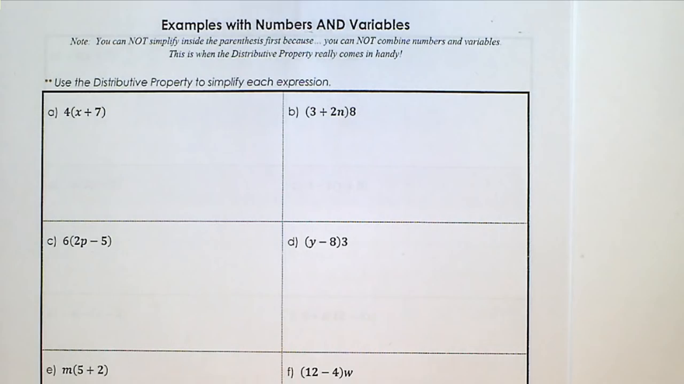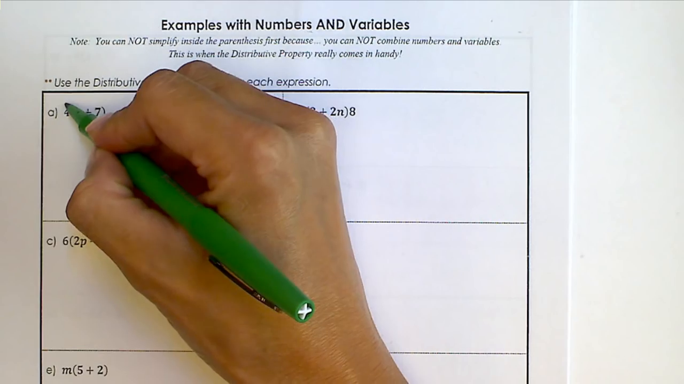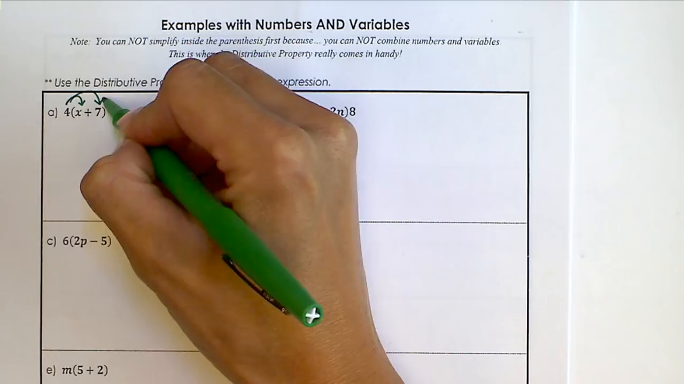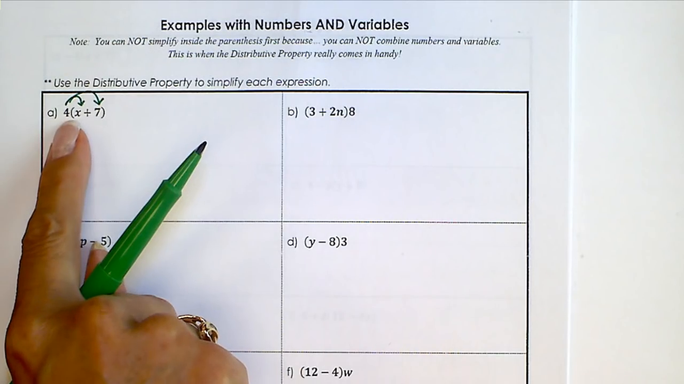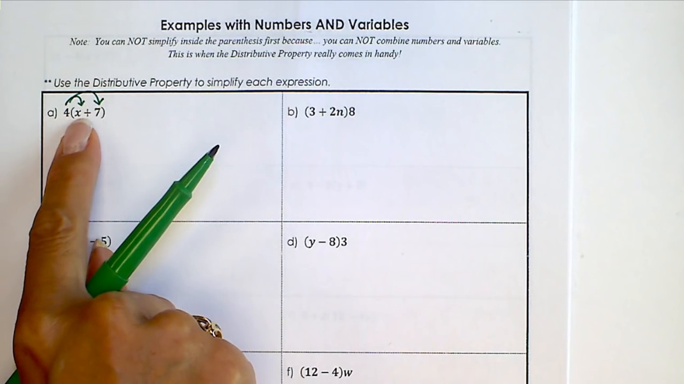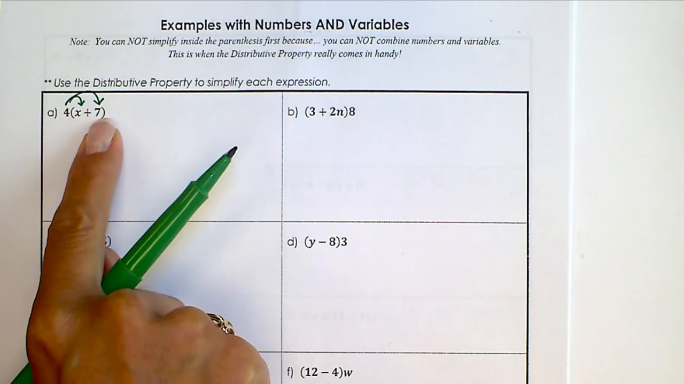Now let's take a look at some examples that include numbers and variables. What I would encourage you to do is to go ahead and draw your arrows. The distributive property means to take the 4 and multiply it by the x on the inside and multiply the 4 times the 7.